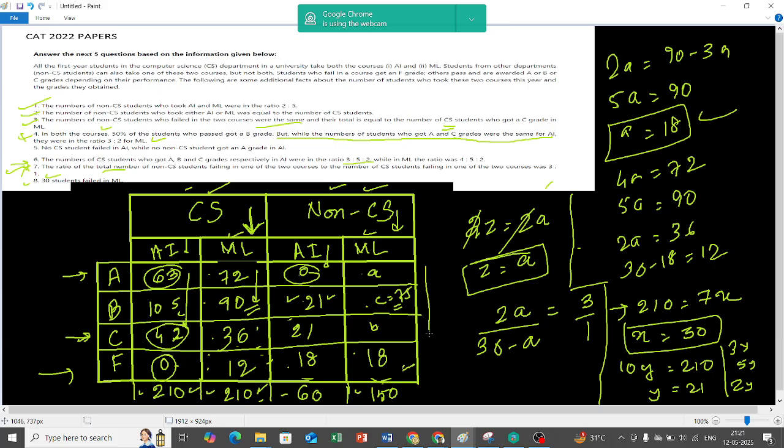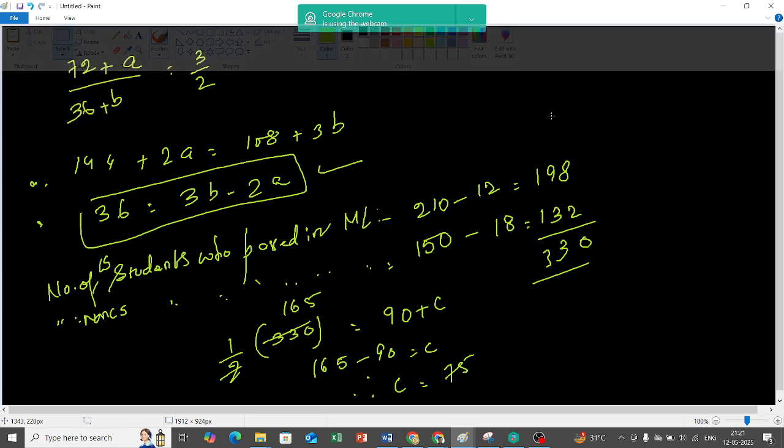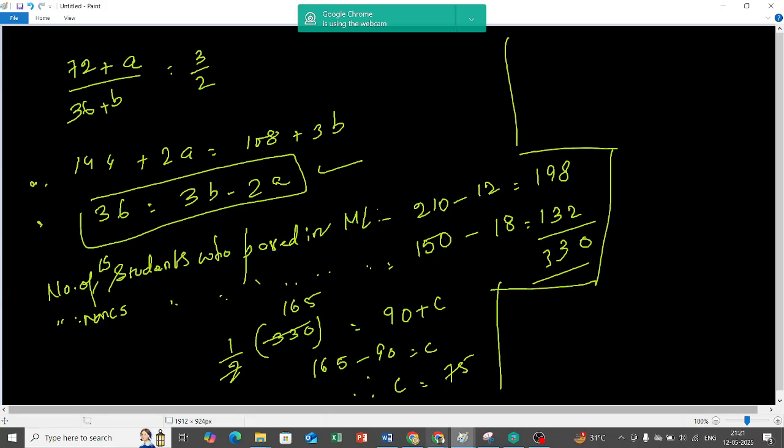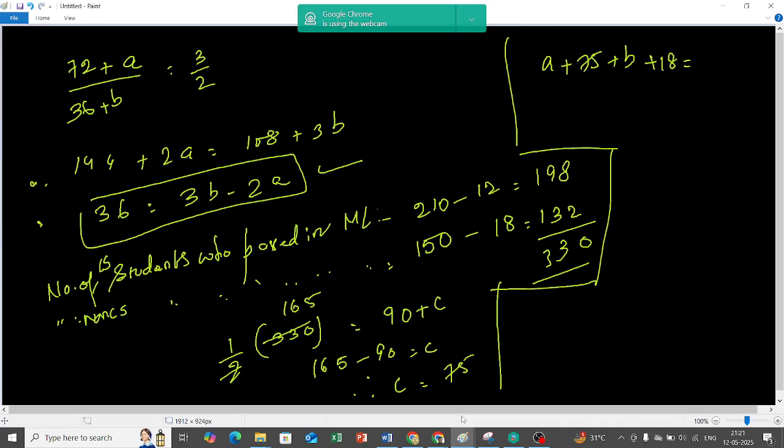Fine. If I add all of them, A plus 75 plus B plus 18 equals 150. So 150 minus, do this please. Tell me what is A plus B. 57.